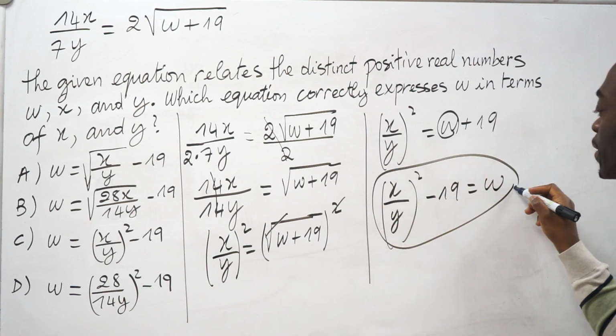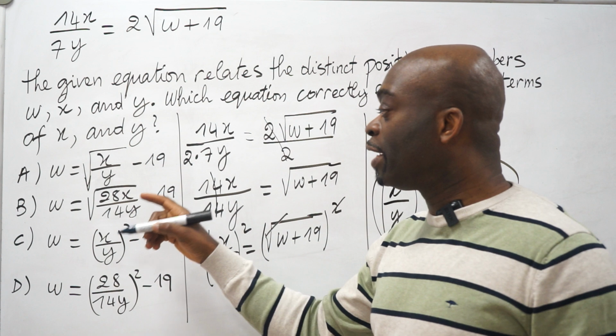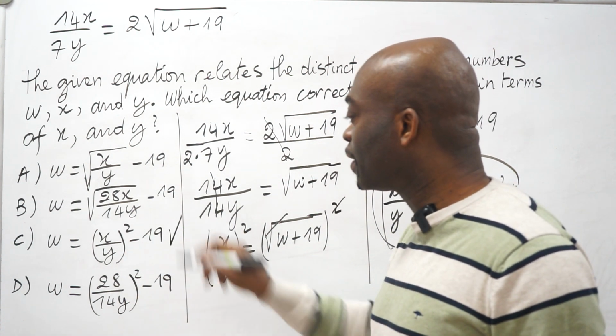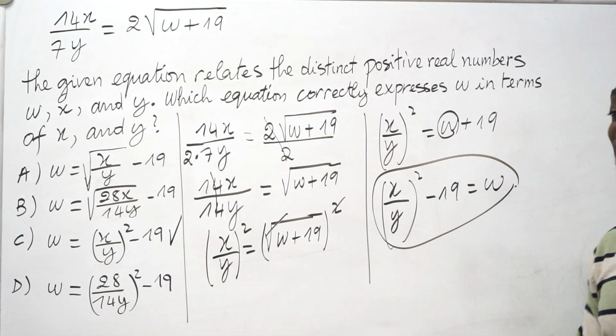All right, so what's the answer that fits this one here? A, B, C, and D. So that is the C answer. That's the correct one. All right? So that's how we deal with it.